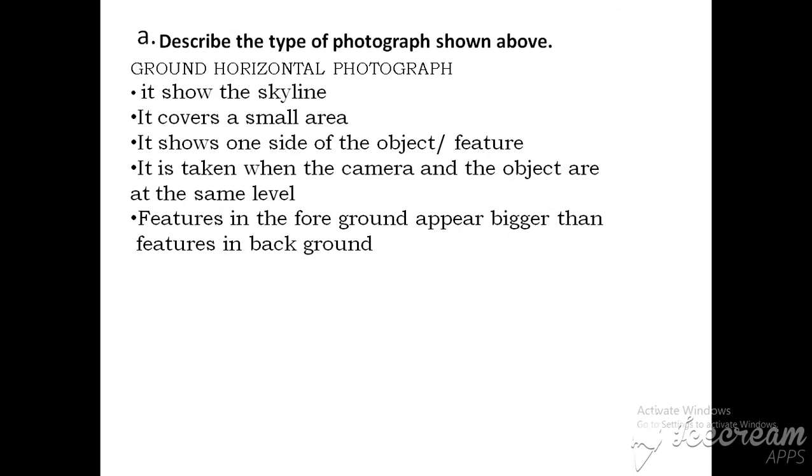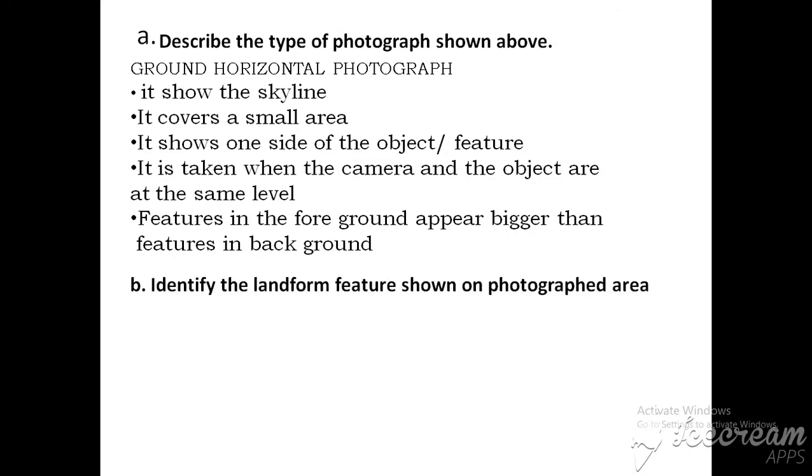So question number 1, describe the type of photograph shown above. So if you go back to the photograph, I think the type of photograph is very clear. It is a ground horizontal or horizontal photograph. Then the question is describe. You have to talk about the evidence or the characteristics of horizontal photographs. So that is the point there. Identify the landform or feature shown on the photograph. So automatically that is a waterfall.